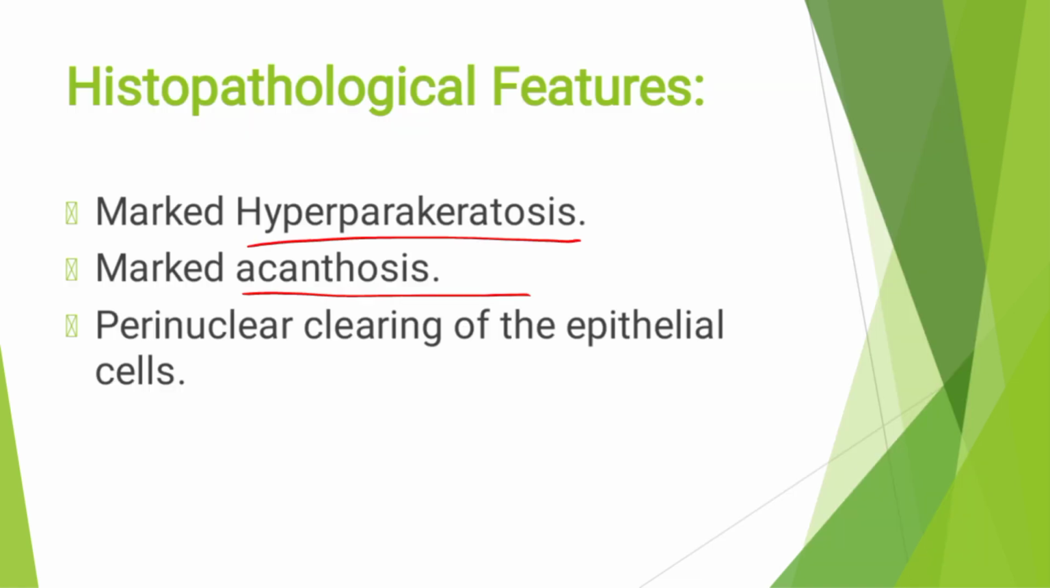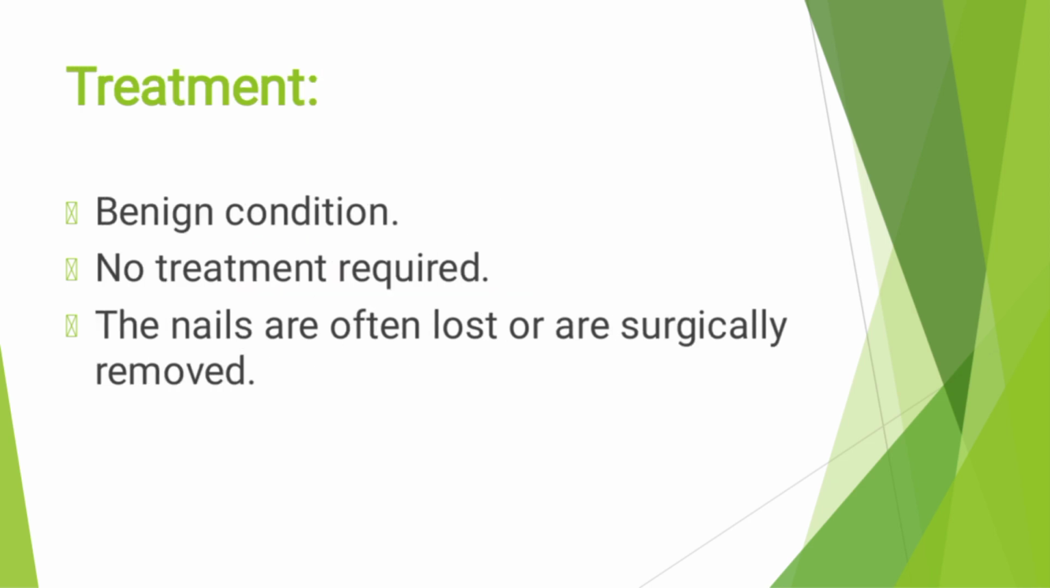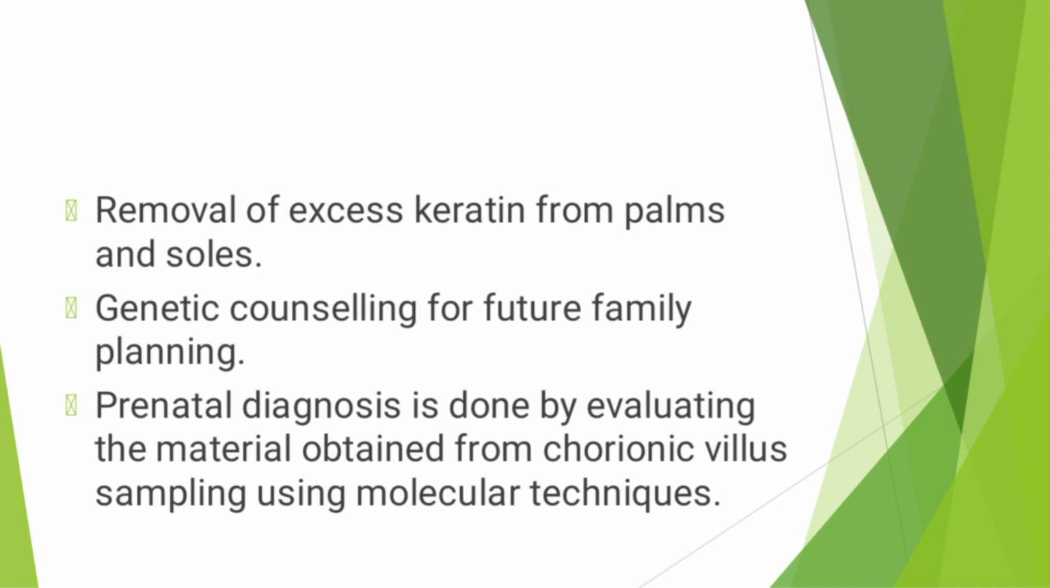Histopathology shows hyperparakeratosis, acanthosis, and paranuclear clearing of the cytoplasm of cells, very important. If someone asks what paranuclear clearing of the epithelial cells is, it means there is clearing around the nucleus of the cells, and it is a histopathological feature of Pachyonychia congenita. It is benign, with no specific treatment. Nails are often lost or surgically removed. Excessive keratin is removed from the palms and soles, and the patient is counseled. Genetic counseling for future family planning is very important.